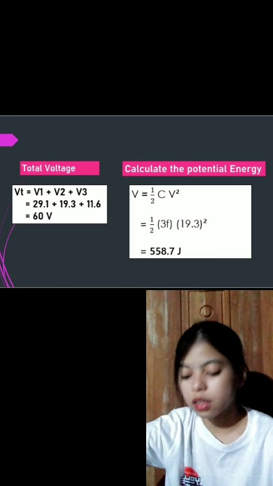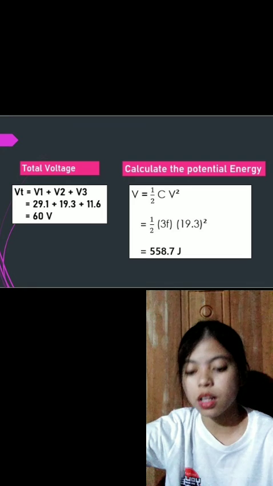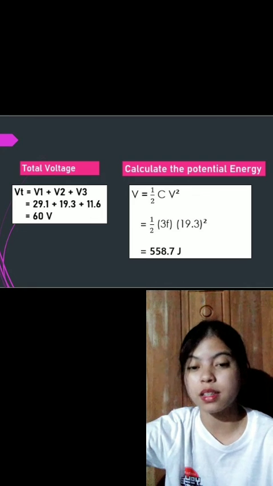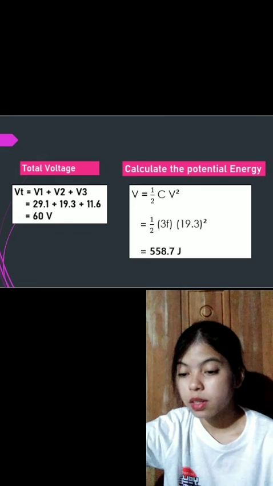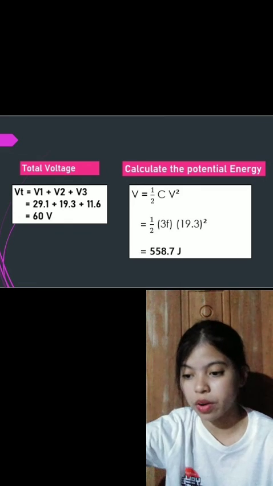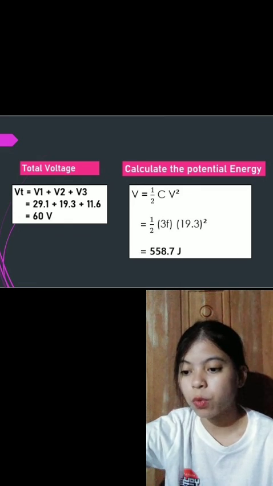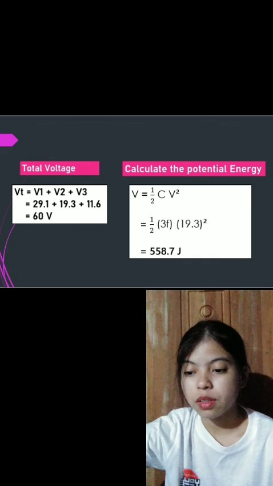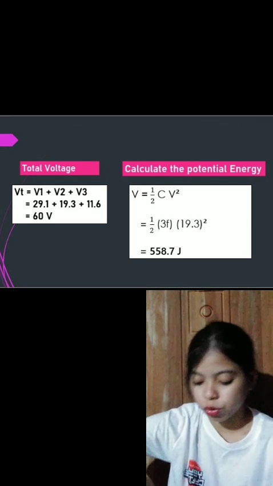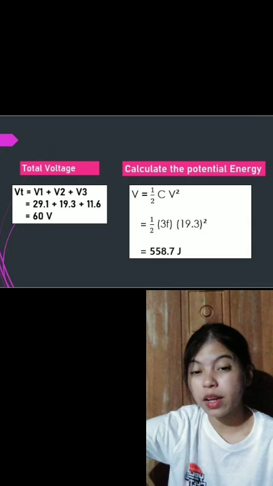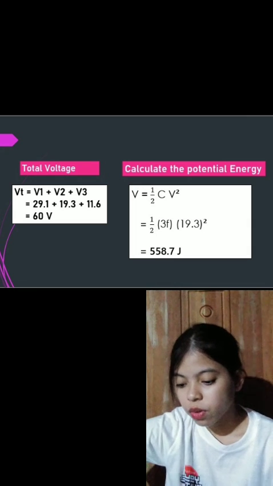Next is to calculate the potential energy of C2, as well as C3 and C5. It's going to be 1 half C times V squared, so we have 1 half times 3 farads times 19.3 squared, which equals 558.7 joules. So that would be the final answer for this capacitor.